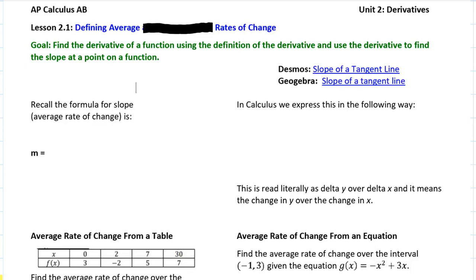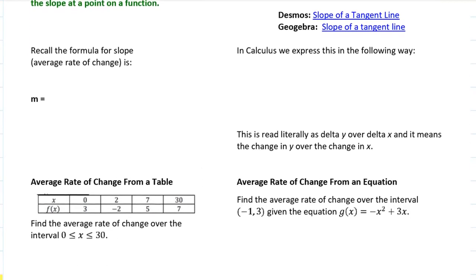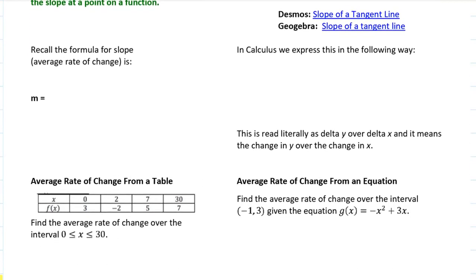All right, so we're going to look at defining an average rate of change today. We talked a little bit about this in Unit 1, but we're going to formalize that today and talk about it in terms of calculus speak. So when we talk about slope, we talk about an average rate of change, and we know that the slope formula is y2 minus y1 over x2 minus x1.